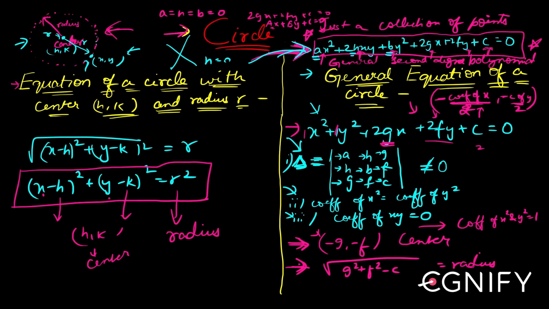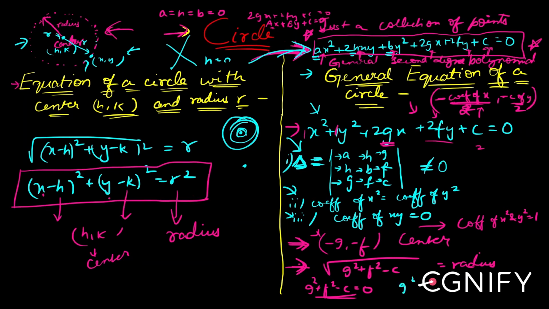So ultimately, what more can I say? This circle will be a point circle if g square plus f square minus c is equal to 0, right? That means radius will be equal to 0. If radius is equal to 0, then that circle is so small that it is almost equal to a point. So it is just a point circle.